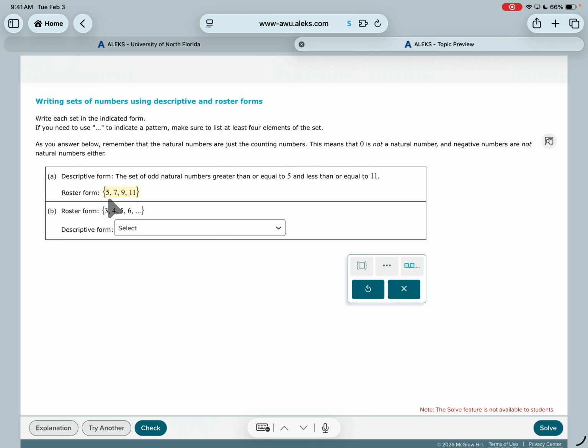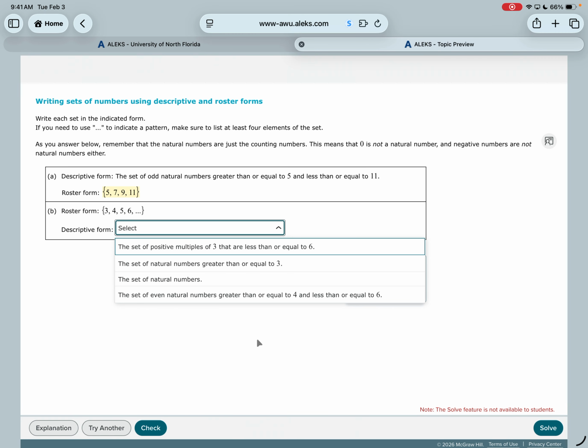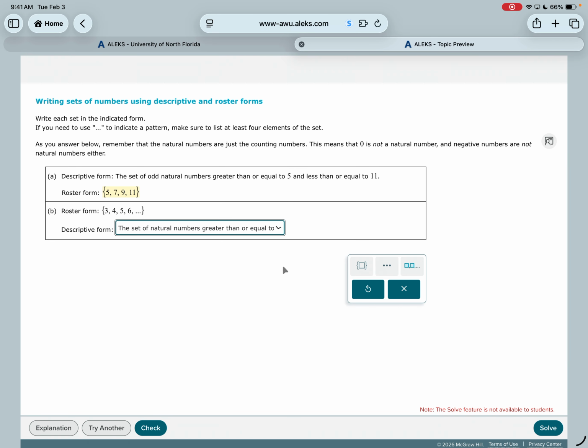This one gives me the roster form, and I have to use a descriptive. So just drop it down real quick here. It starts at 3. And it's natural numbers because they're all positive. So it's a set of natural numbers greater than or equal to 3. And we do greater than or equal to 3 because it does have that dot, dot, dot. So it means it goes on forever. It doesn't stop at 6. It keeps going.